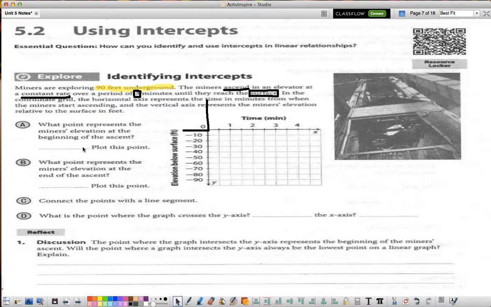All right, so here we go. So now the first question is, what point represents the miner's elevation at the beginning of the ascent? So when they start, so when you look at this, it tells you that they start 90 feet underground. So that point on the graph would be that at 0 minutes, they're at negative 90 feet for elevation. So that point would be 0, negative 90.